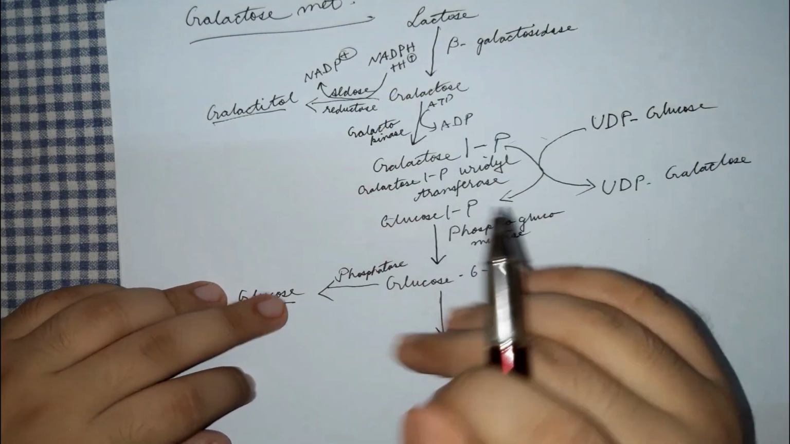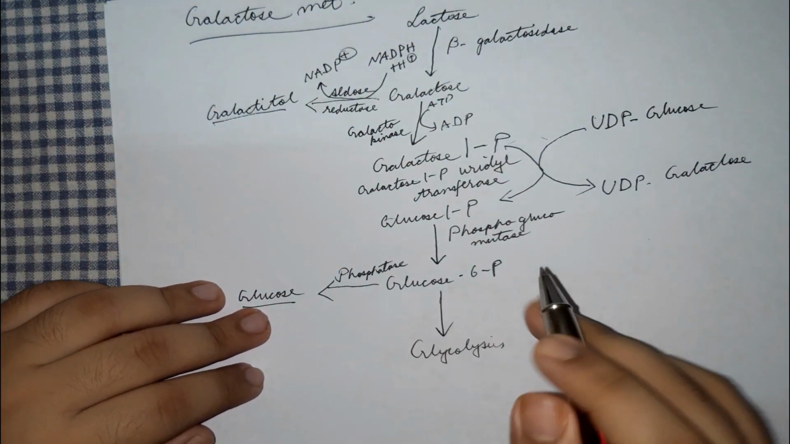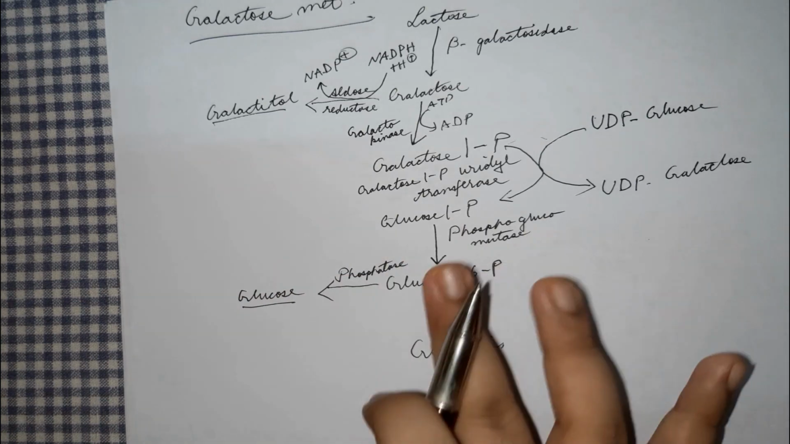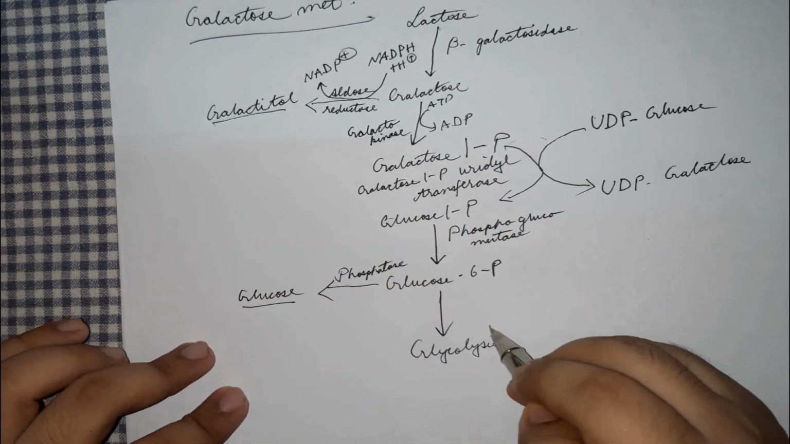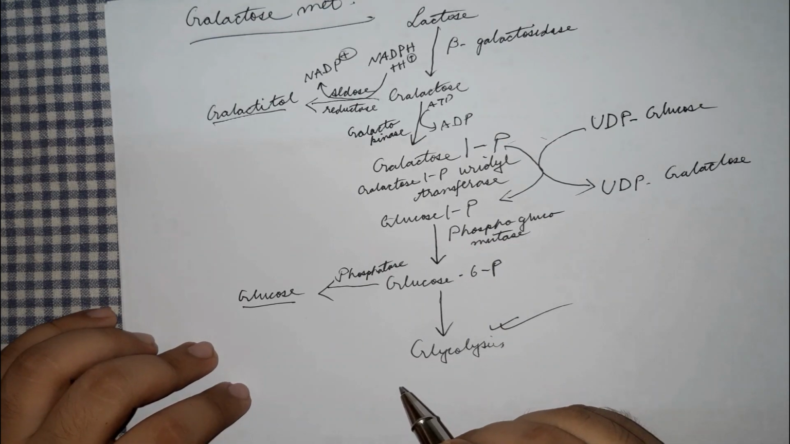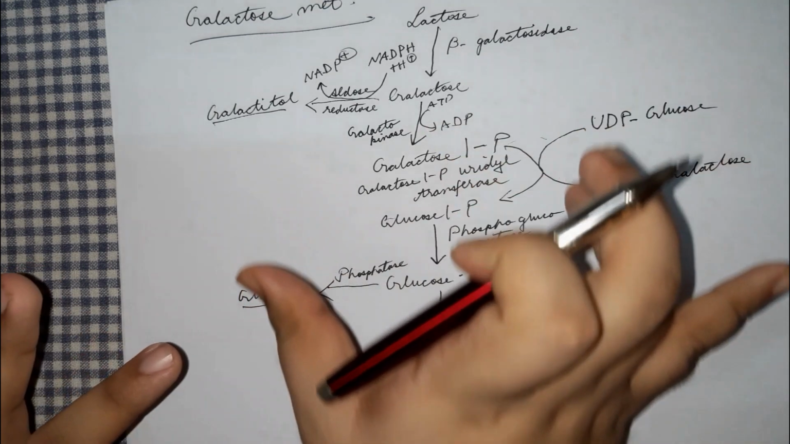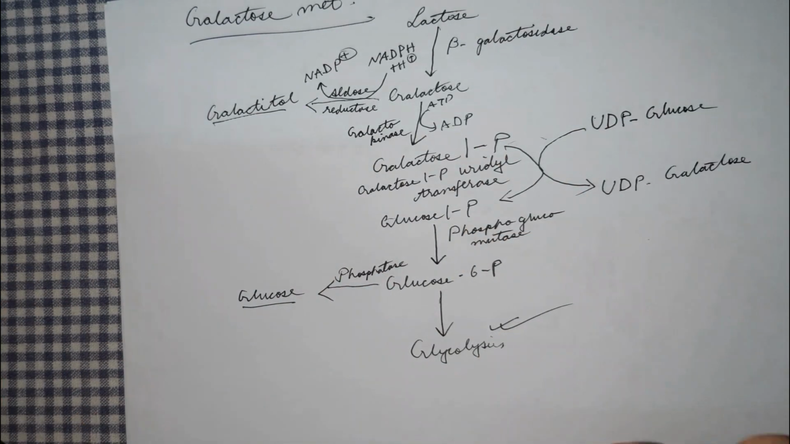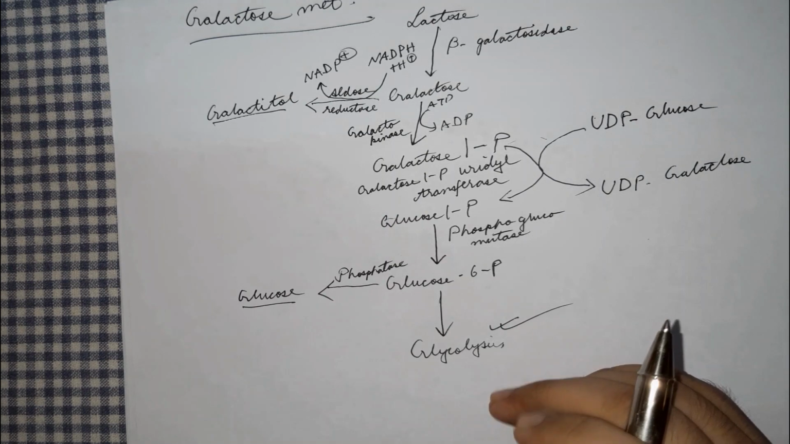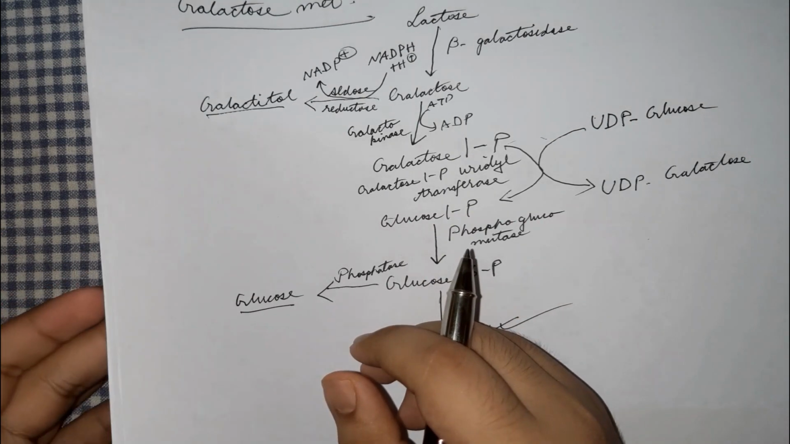So glucose 6-phosphate by phosphatase gives glucose. This is also one of the things, but that's not the major thing here. The major thing is that glucose 6-phosphate may go into glycolysis. Hence this is the speciality of galactose metabolism. Now we will see, as promised, the clinical relevance of galactose metabolism.